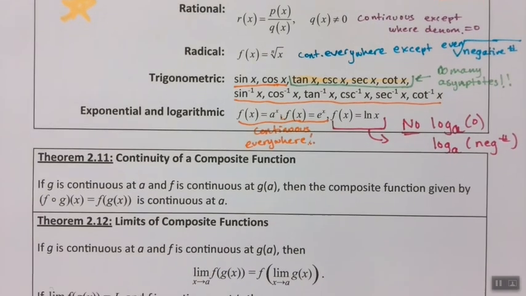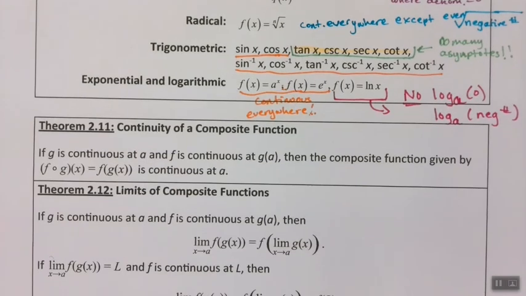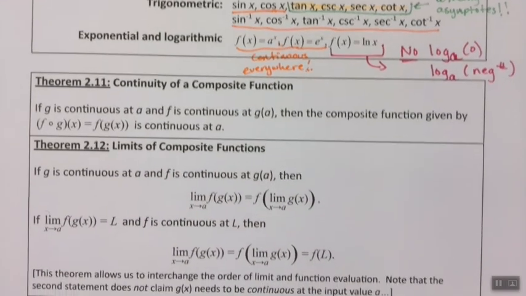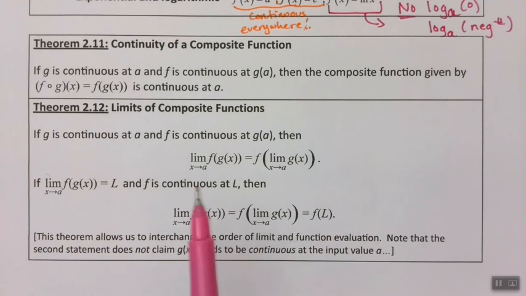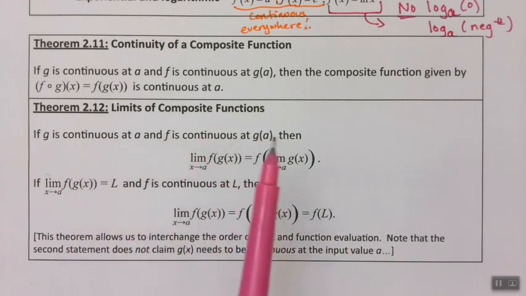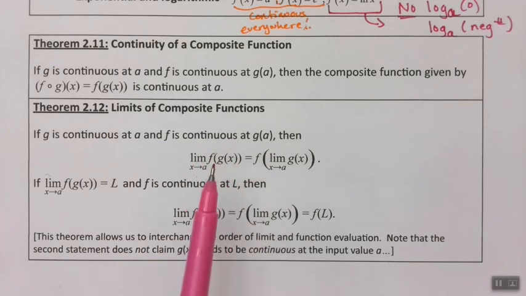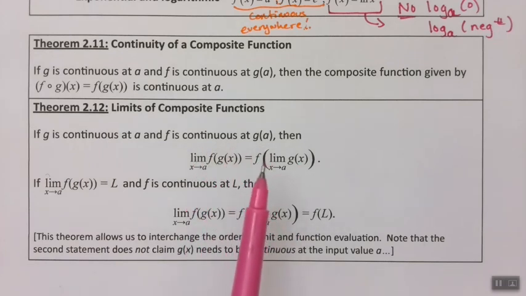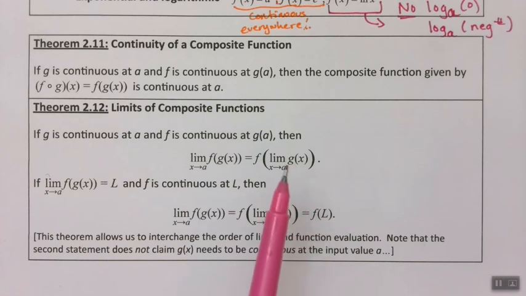Now, when a function is composite, so let's say we were going to take some combinations of these functions that we've been looking at, what we need is for the inner function, g of x, to be continuous at a, and the outer function, f, to be continuous at that output, g of a. Then the composite function would also be continuous. And that applies to our limit definitions that we learned earlier in chapter 2 as well. If the function g is continuous at a and f is continuous at g of a, then the limit of that composite function is equal to the function of the limit. We learned that earlier in an earlier section.